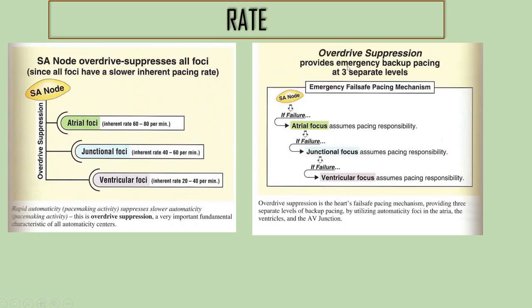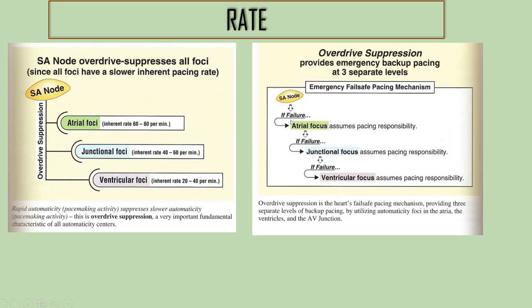Overdrive suppression provides emergency backup pacing at three separate levels. This is called the emergency fail-safe pacing mechanism. Overdrive suppression is the heart's fail-safe pacing mechanism, providing three separate levels of backup pacing by utilizing automaticity foci in the atria, the ventricles, and the AV junction.